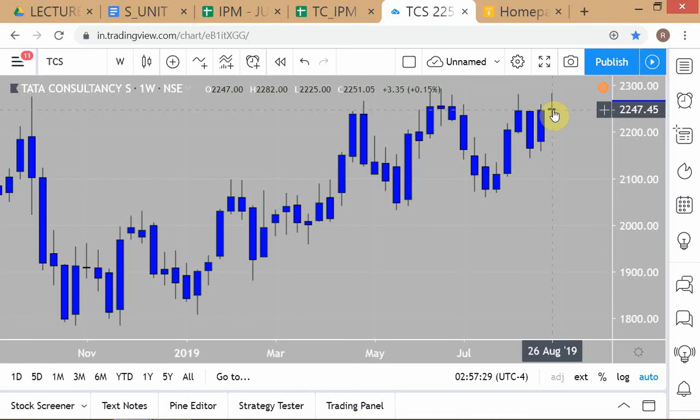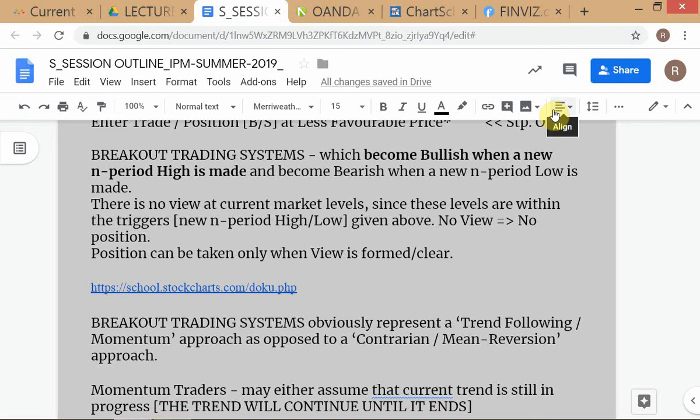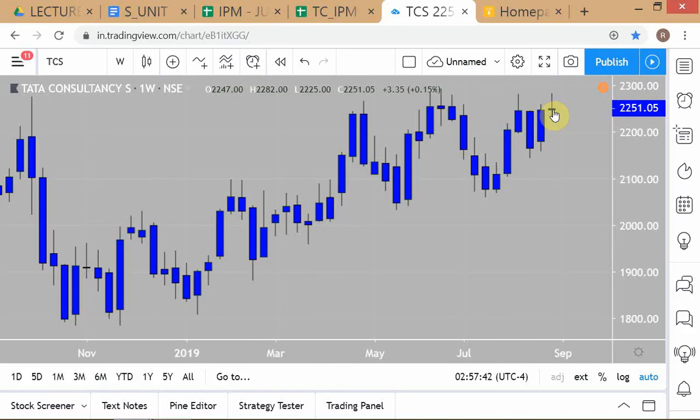And where will the stop be? Remember what the logic says: bearish when a new n-period low is made. In this case, n equal to 4, and the period is 1 week. We need to have a 4 week low before I become bearish. So what is the 4 week low? 1, 2, 3, here. The 4 week low is here, visually. One on the left is lower? No, but that's not 4 weeks. No, that's 5 weeks.